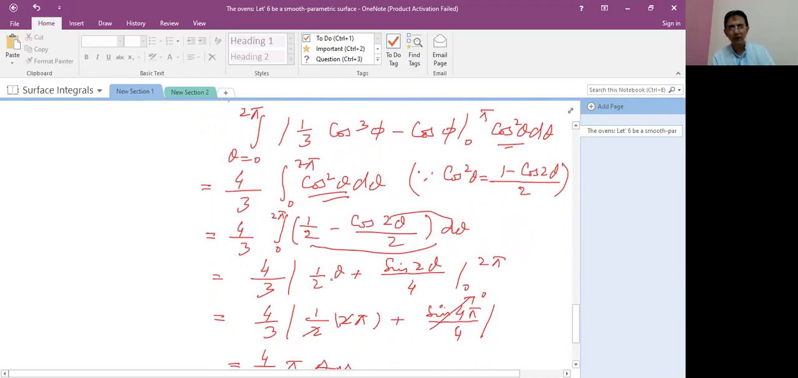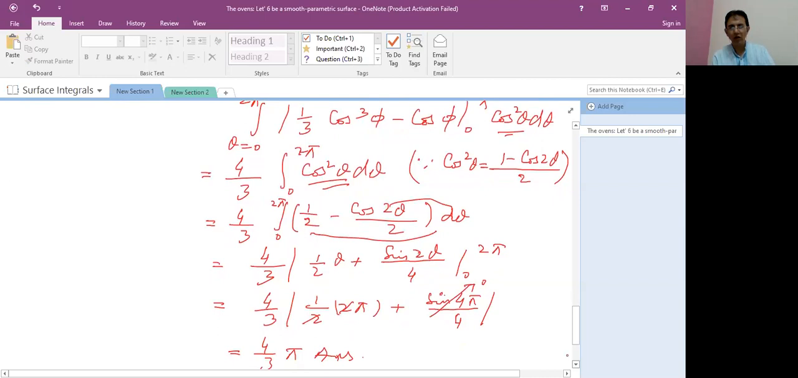We put in the upper limit and the lower limit. 2 pi divided by 2 is pi. When we put in sin 4 pi, since sin pi is 0, similarly sin 4 pi should be 0. So this part is 0. Now the remaining value is pi. Pi multiplied by 4 upon 3, the answer is 4 pi upon 3.